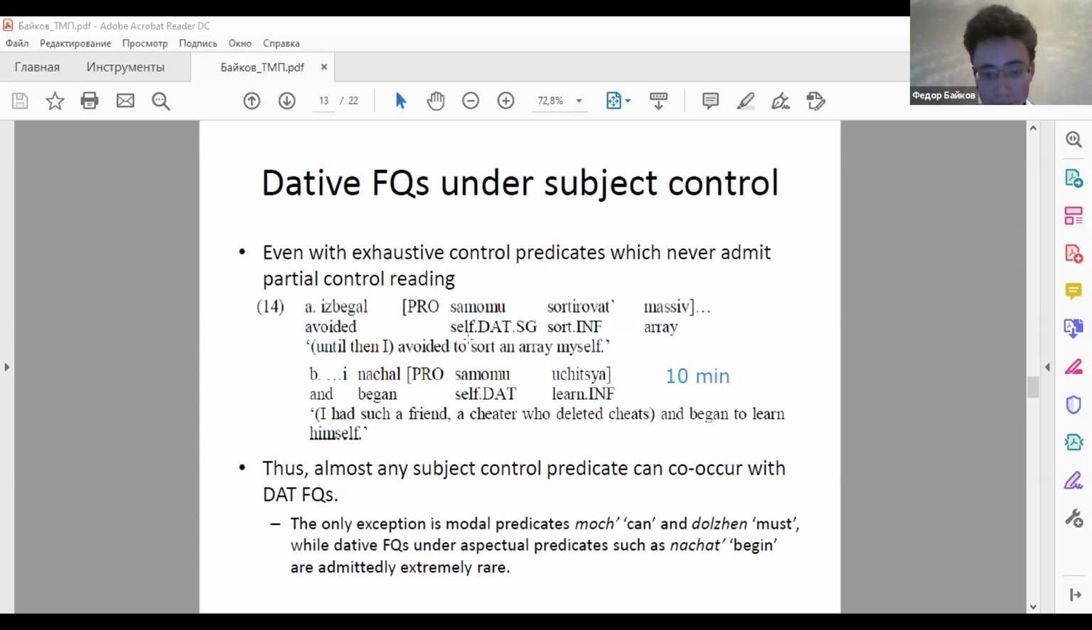The only exceptions are modal predicates such as мочь, can, and должен, must. And I should also note that dative floating quantifiers embedded under aspectual predicates such as начать, of which, for example, we have a case in the sentence 14b, are admittedly extremely rare.